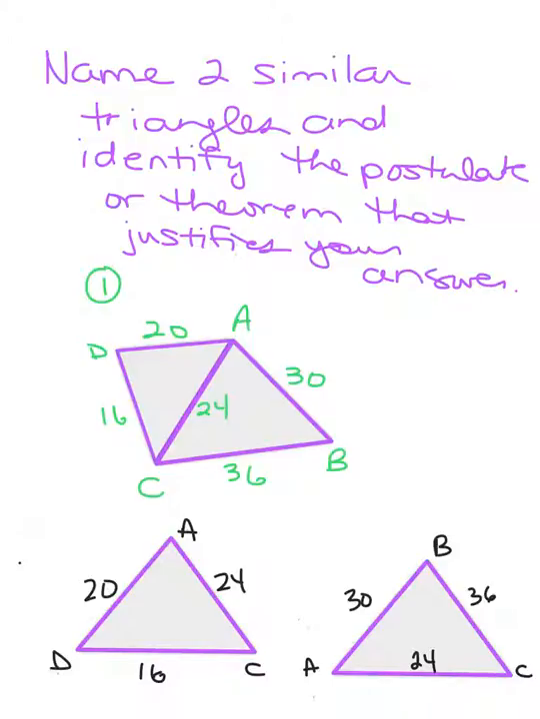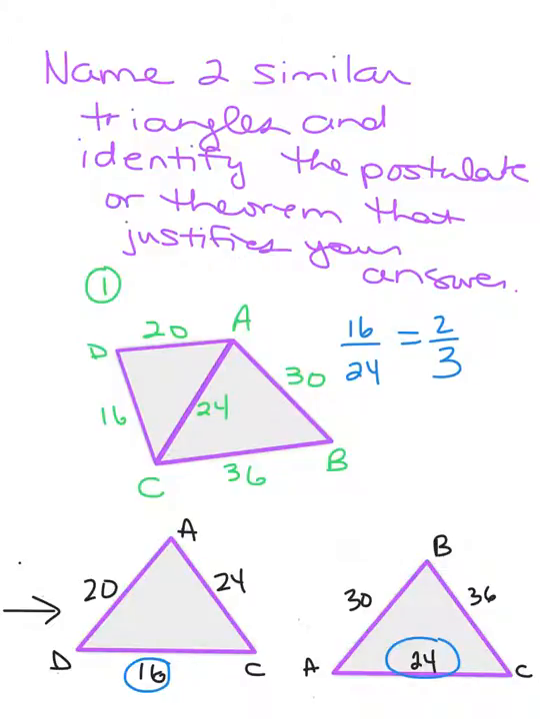What I did at the bottom here was I just redrew them. Sometimes it's easier visually if you redraw them and try to match things up. So my lowest value is 16 on my triangle ADC, and then 24 on my triangle ABC. So I'm going to match that up, 16 to 24, which simplifies to 2/3. So if I want to show that these triangles are similar, my other two sides also have to have a ratio of 2/3.